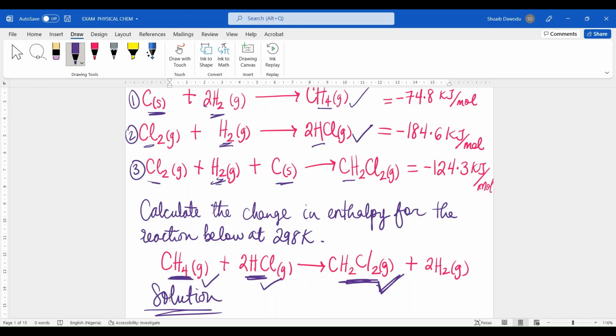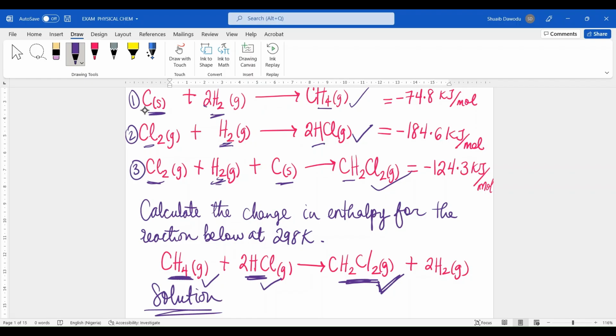Chlorine is in reaction 2 and reaction 3. So what are you going to work with to solve this? If you look at methane, CH4, hydrochloric acid, HCl, and then CH2Cl2, you're going to simply know that they do not appear in any other reaction except maybe for one. So that's basically what I'm saying.